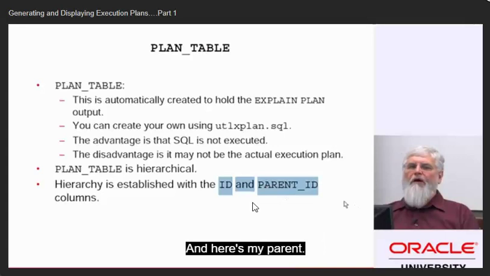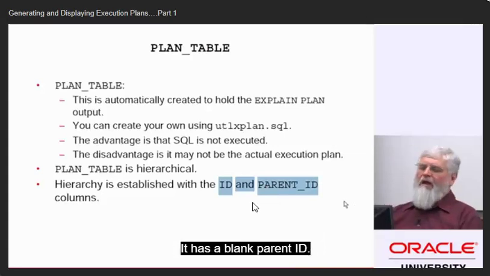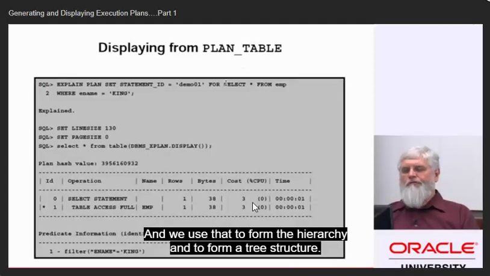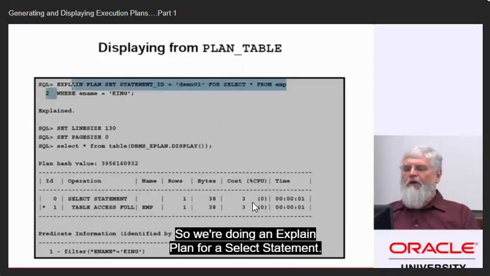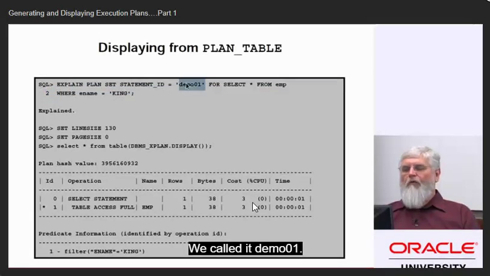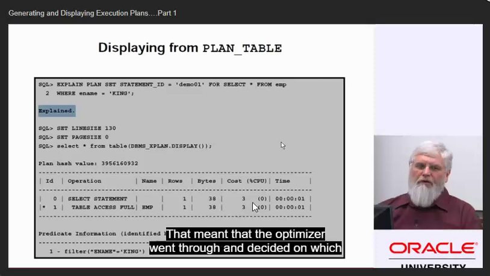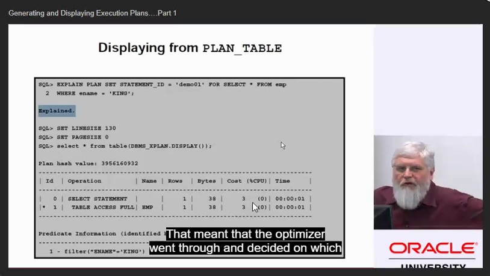We can dump them out once we've done the explain plan. So we're doing an explain plan for a select statement. We called it demo 1. Okay, and if we get the syntax right, we get the message back: explained. That meant that the optimizer went through and decided on which execution plan it would use right now. Then we want to display it because it put it in a plan table. Since we didn't mention one, the default one.